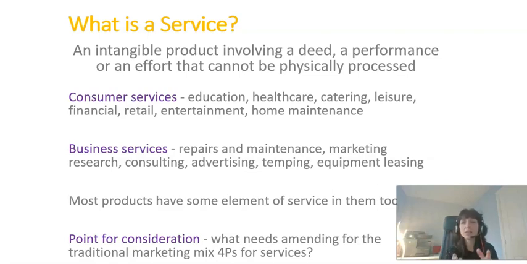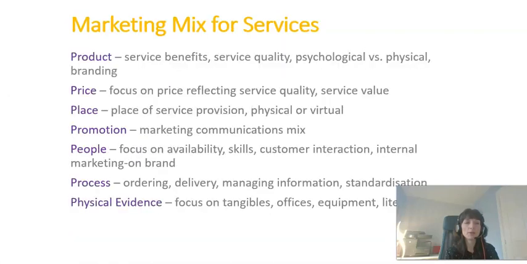So a service in its purest form is seen as something we can't touch. So we could have consumer services such as the education you're consuming. We could have leisure where we're going to the cinema. Or there could be business services where it could be an intelligence, so market research, which you may go into after this course, for example. So most products have some level of service, but we need to consider product, price, place, promotion. There's got to be some things missing here that are key decisions for our services. And these things are as follows.